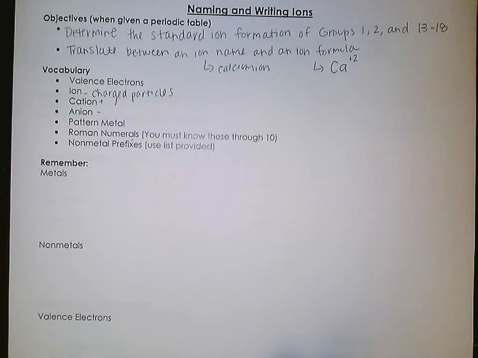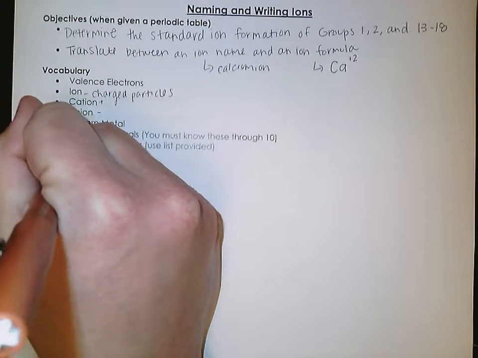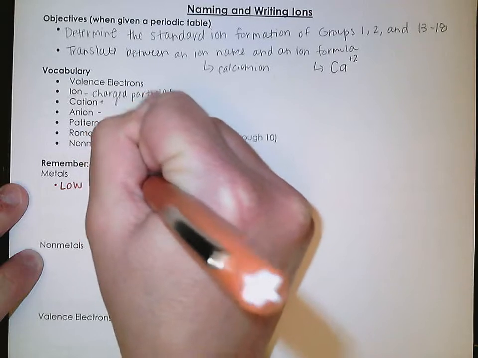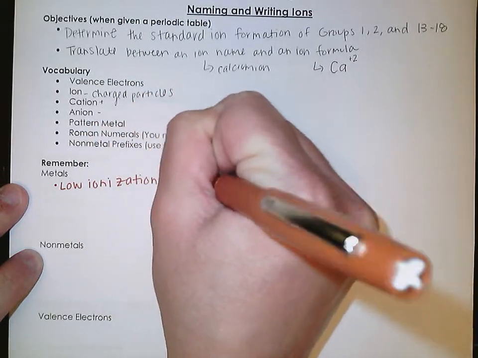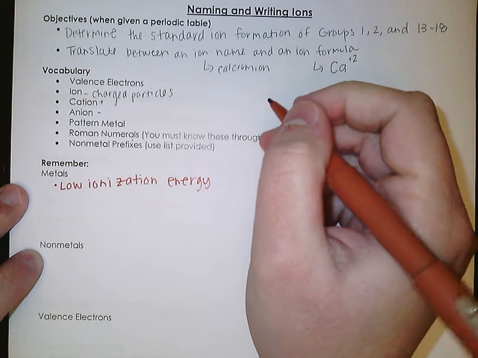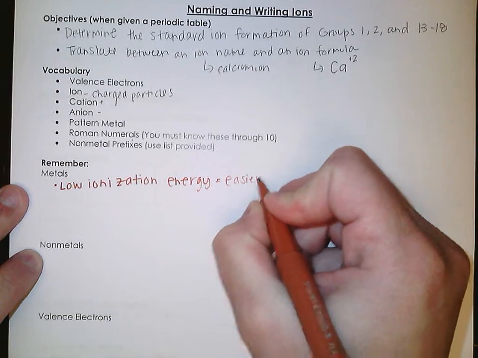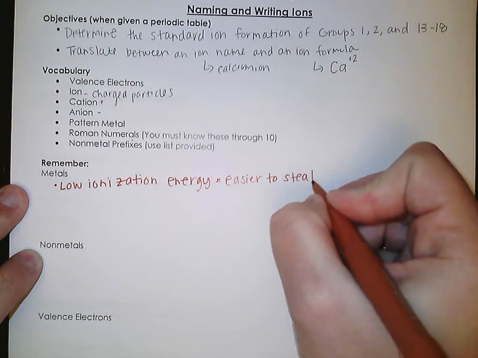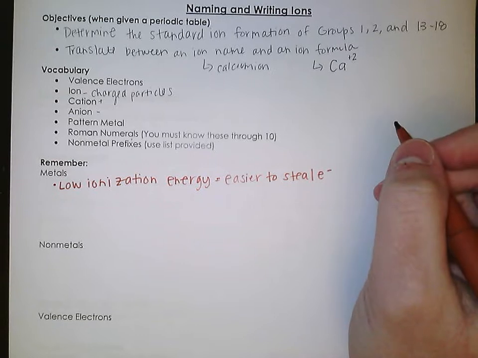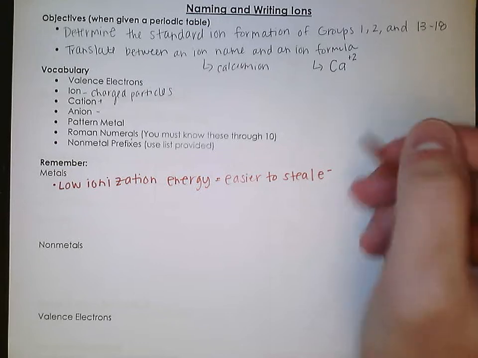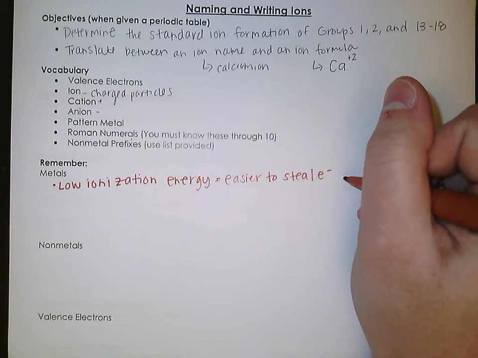So let's do a little bit of flashback questions here. So first, let's talk about metals. We know that metals have a low ionization energy. And that tells us that it's easier to steal electrons. If it's easier to steal them, then we're going to lose them more readily. So our metals are going to produce cations.